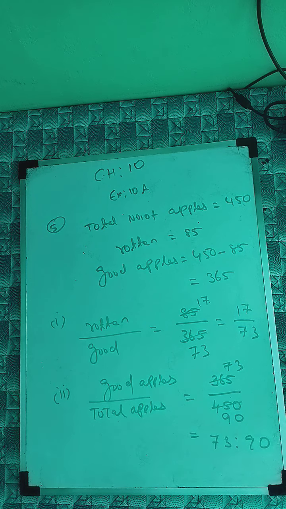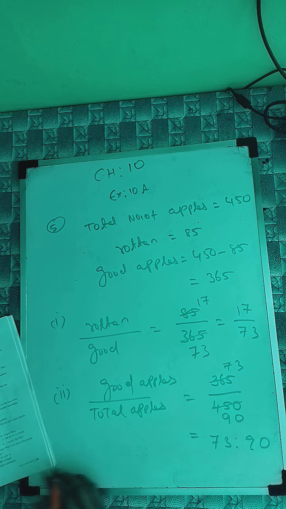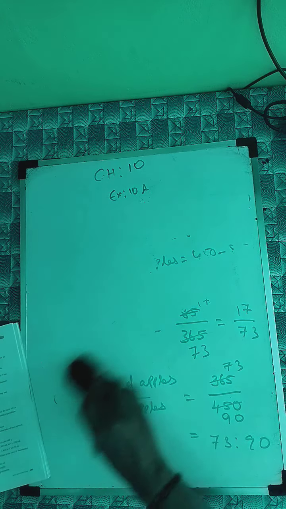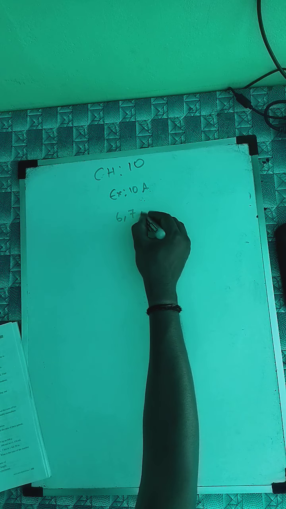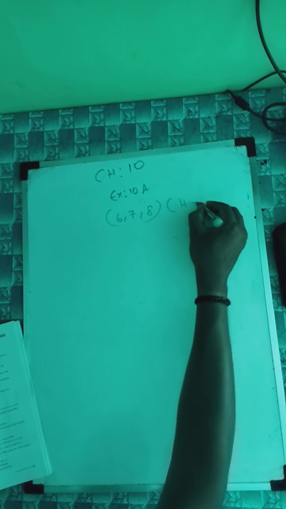Now question number 6. Questions number 6, 7, 8 are your homework. So you try yourself. They are the same model as the questions number 3, 4, 5 we did. The same way, you try yourself. Questions number 6, 7 and 8 are your homework.